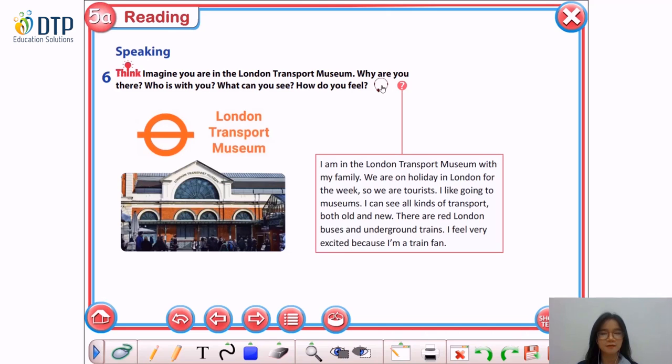I am in the London Transport Museum with my family. We are on holiday in London for the week, so we are tourists. I like going to museums. I can see all kinds of transport, both old and new. There are red London buses and underground trains. I feel very excited because I'm a train fan.